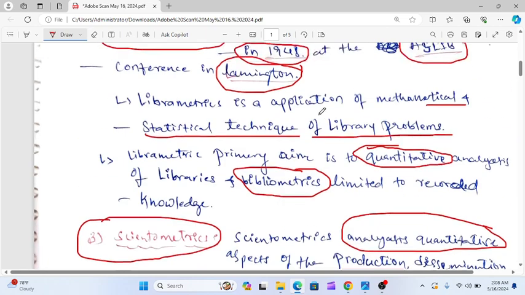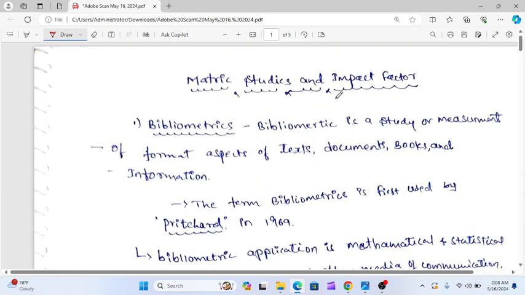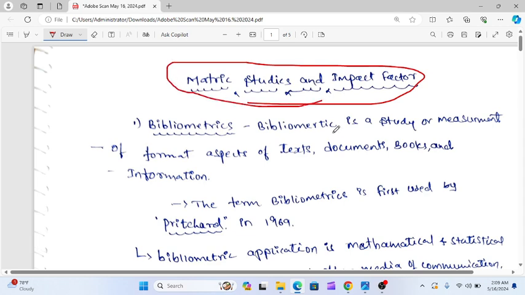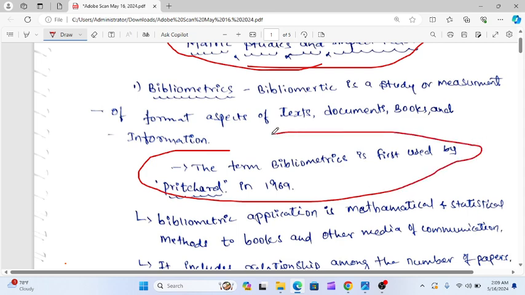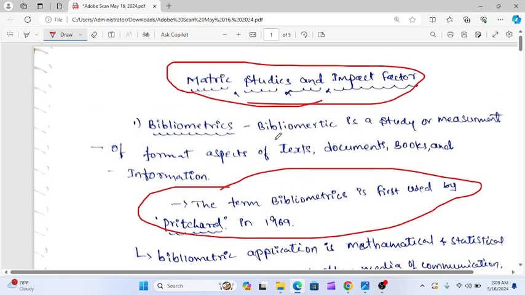And scientometrics also. This is today's class, from which questions are raised in the UGC NET, so you have to recall when each started. Bibliometrics was first used by Alan Pritchard in 1969. These are today's class.